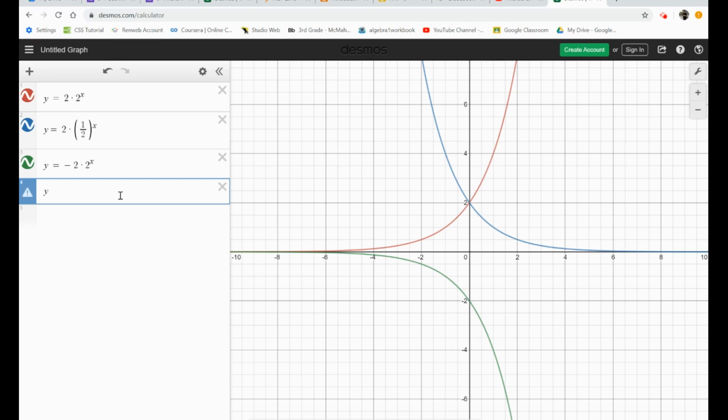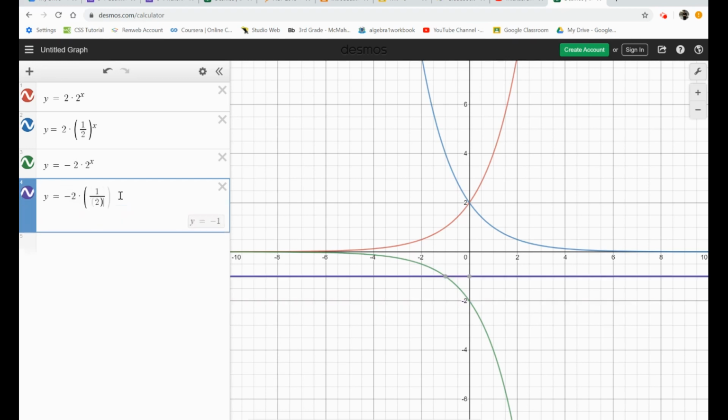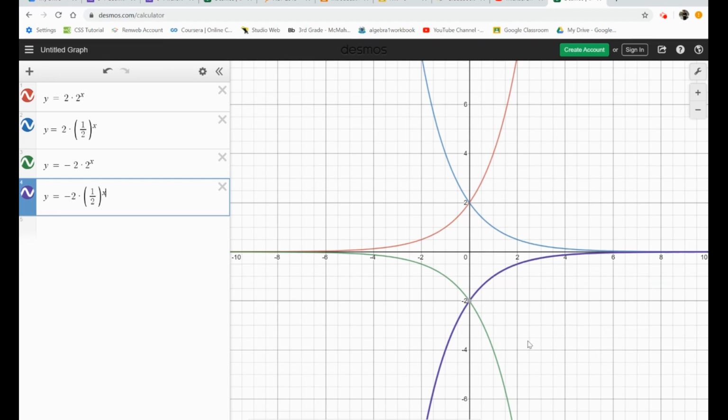And we have another type of graph here. Y equals minus 2 times 1/2 raised to the x. And this is just a reflection of the blue line across the x-axis. So we actually made a nice little pattern there.